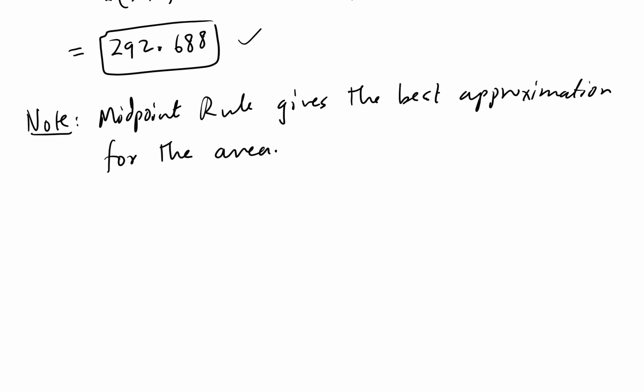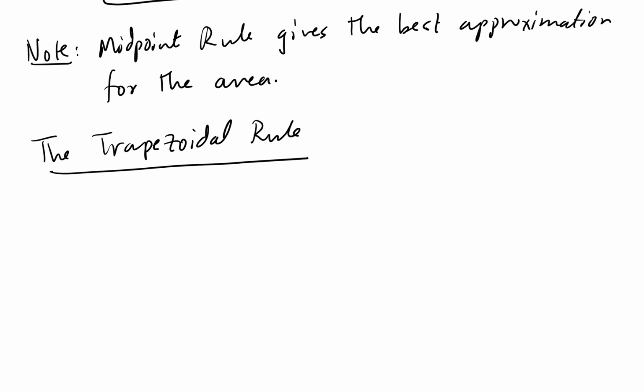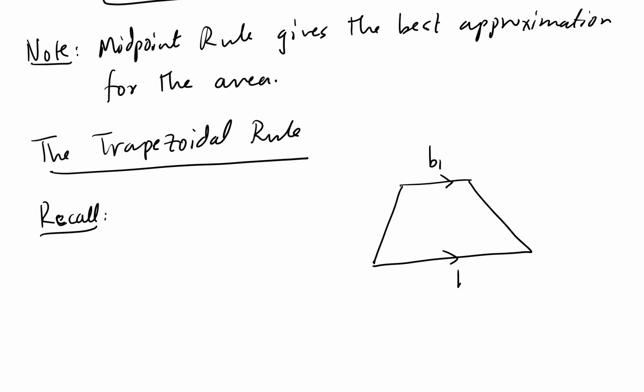Next one is called the trapezoidal rule. So recall, a trapezoid is a quadrilateral with one pair of parallel lines. This is called base 1, base 2, and this is the height. The area of the trapezoid is 1/2 times base 1 plus base 2 times the height.